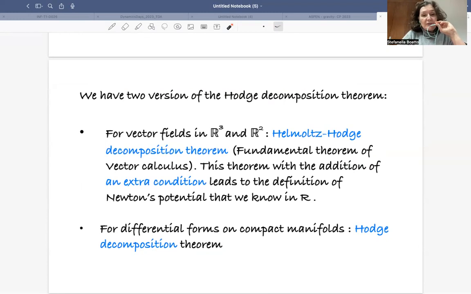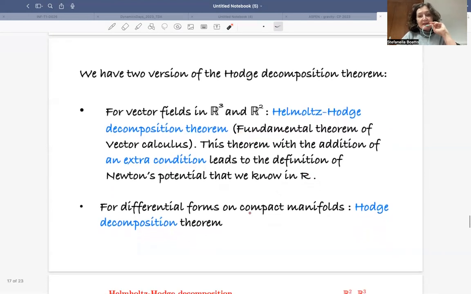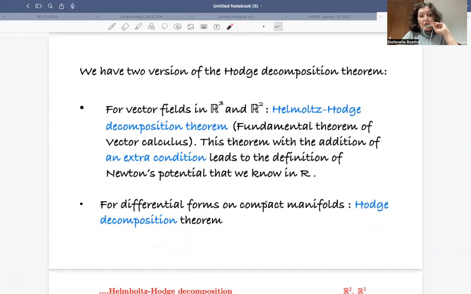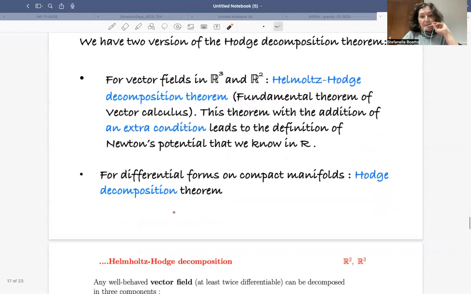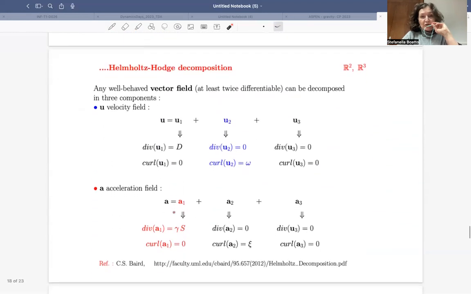We have a definition of the Hodge decomposition theorem for vector fields, the Helmholtz-Hodge decomposition theorem. This is very well known as a fundamental theorem of vector calculus. And this is actually the theorem that allowed us, as we saw, to derive the Newton potential in R3. But there is also another version of the same theorem for differential forms. So here is the version for vector fields.